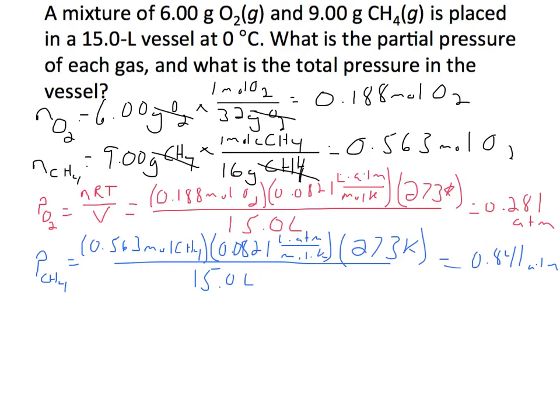So that is the partial pressure of each gas. Then the final question is, what is the total pressure? It's just those two added together. And so we get a total of 1.122 atmospheres for the total pressure of that gas.